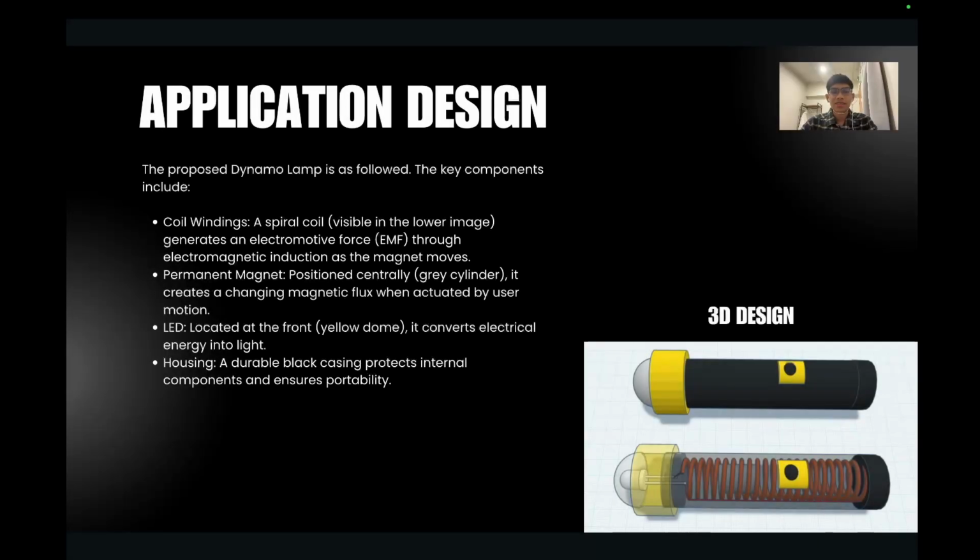So now let us talk about the design of the dynamo lamp. The key parts include a coil winding, which is a spiral coil that generates an electromotive force through electromagnetic induction as the magnet moves. There is also a permanent magnet, a gray cylinder in the center that creates a changing magnetic flux when you move it. The LED at the front, the yellow dome, turns electrical energy into light, and the housing, a durable black casing, protects the internal parts and makes the lamp portable. And here is a 3D design to show how it looks.